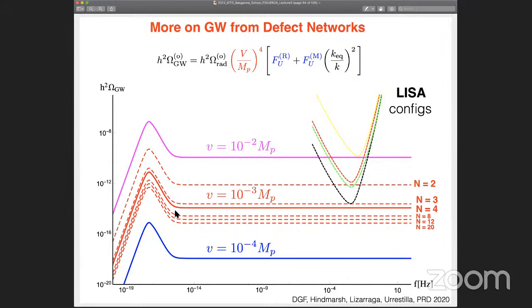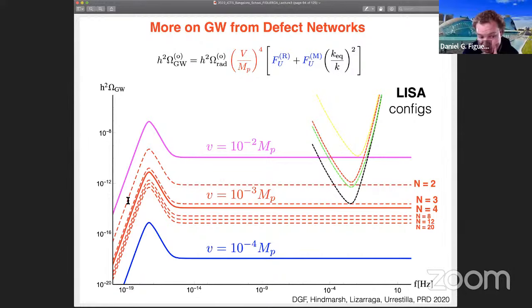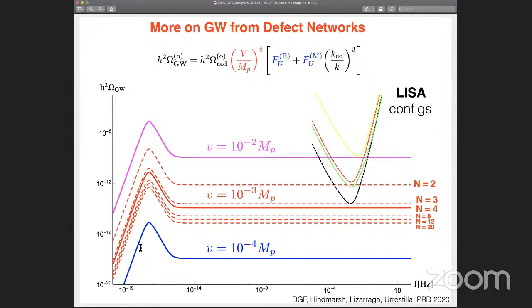So the rise that you have, if you come from the high frequency end, is due to the fact that the matter F is larger than the radiation F. And then the decrease, even at smaller frequencies, is due to the scaling of the FUM term. Yeah, this decrease, if you mean this infrared tail that goes down, the infrared tail is given by the k equality over k squared term.